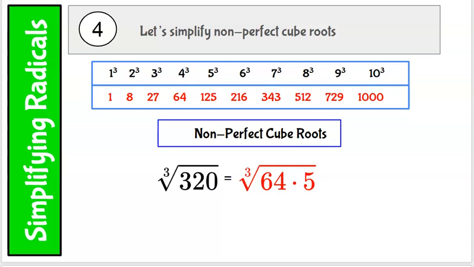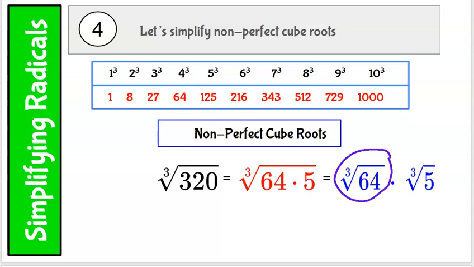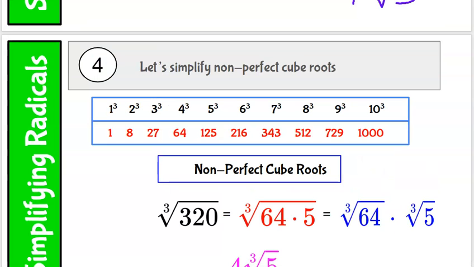I'm going to give each one of the little guys their own little radical. And then now I can take the cube root of 64 because it is a perfect cube. That's going to give me 4. 5 is not a perfect cube, so I can't do anything with it. It's going to stay under the radical. And that's how you simplify radicals.